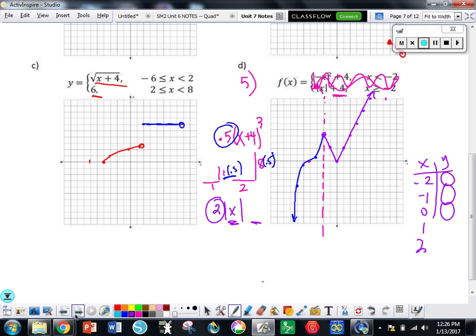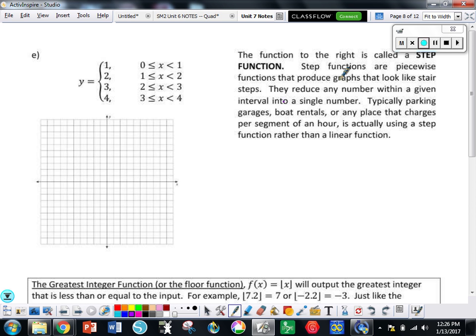Next page. Now let's talk about the step function. The step function is a special case of the piecewise function, and this is what it would look like. So between 0 and 1, my graph is at 1. And now we have a closed dot on this end and an open dot on this end, right? Which is hard to see when, let me zoom in.